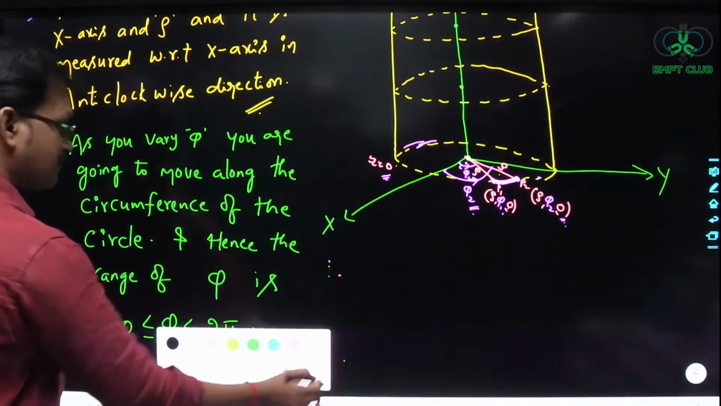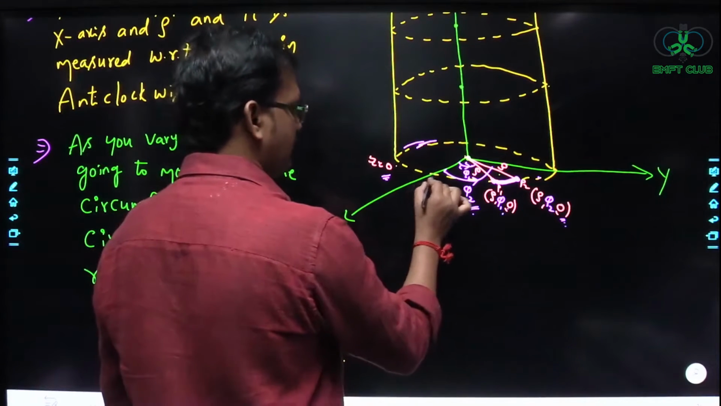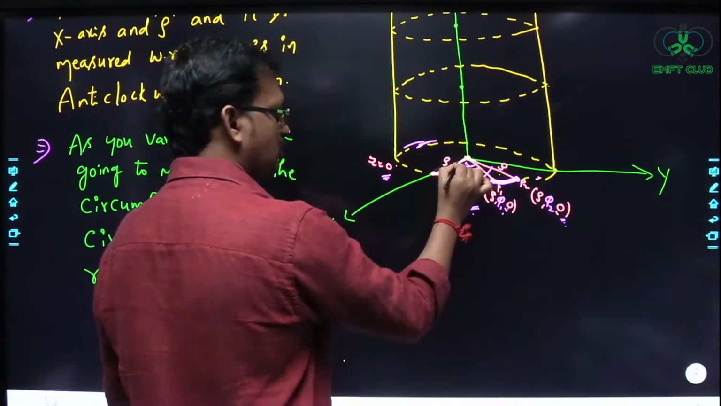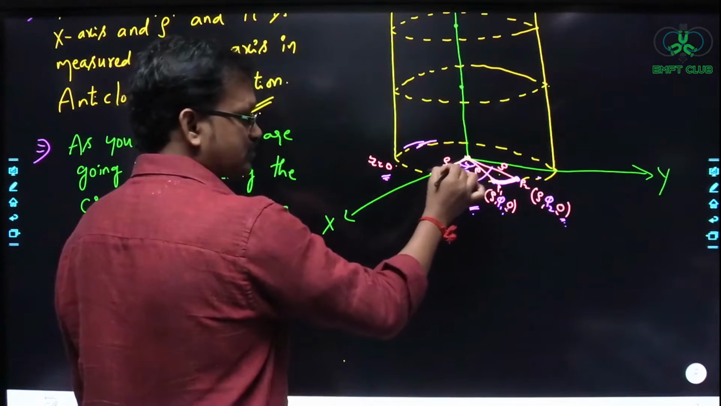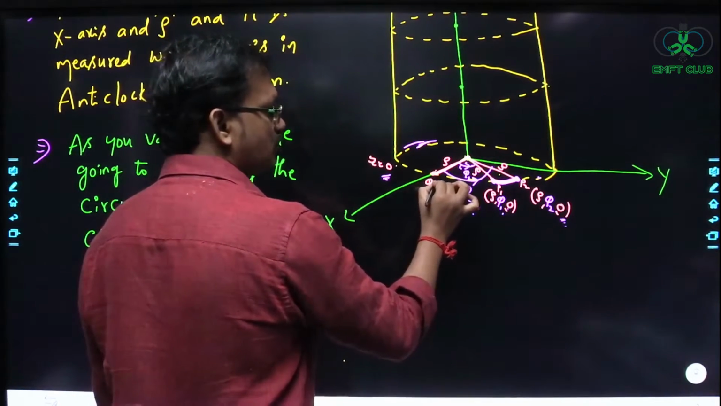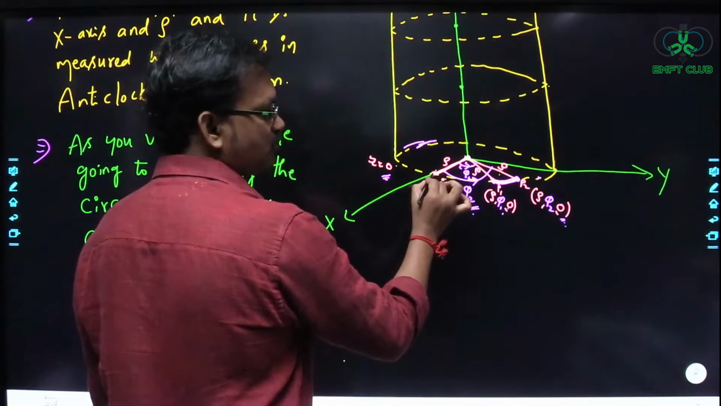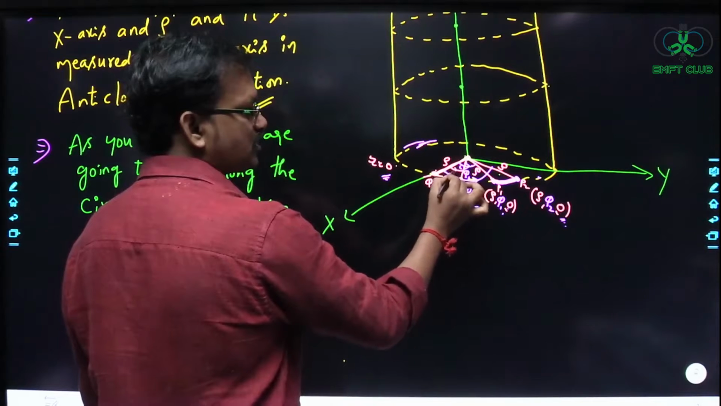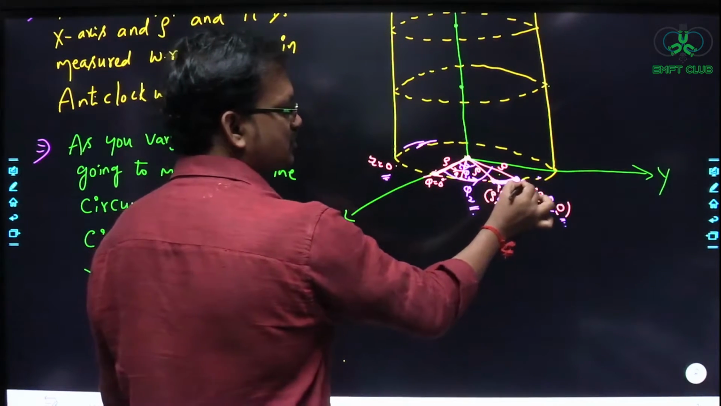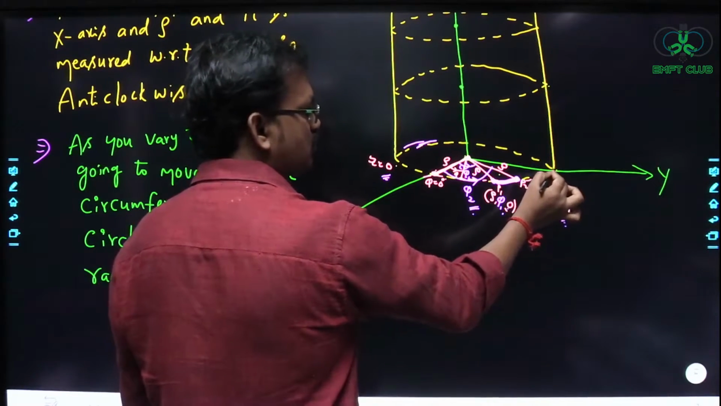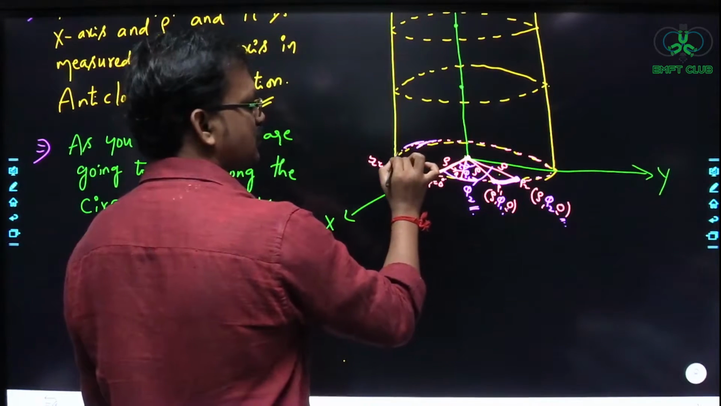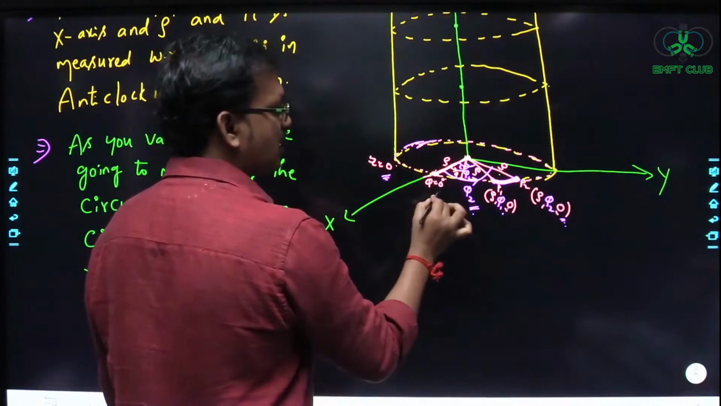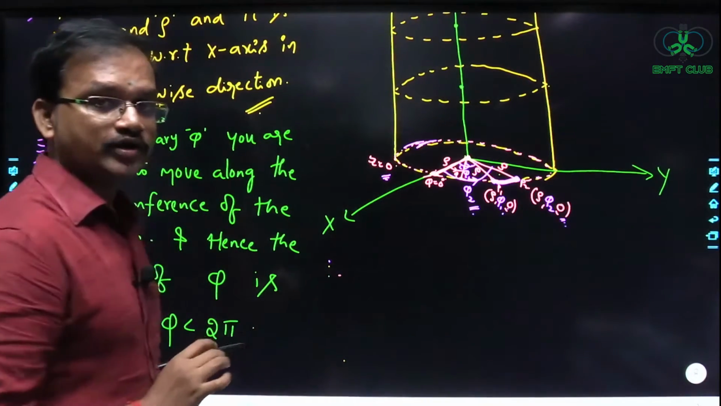Remember one thing. If I consider a point here, rho is along the x-axis. Whenever rho is along the x direction, phi is equal to 0 degrees. Now as you move from this point to this point, you have to draw rho here. The angle between the x-axis and rho is nothing but phi. As you move along the circumference of the circle, the phi value is going to increase, and if you again reach this point, it will become 360 degrees. So 0 degrees and 360 degrees both represent the same point.